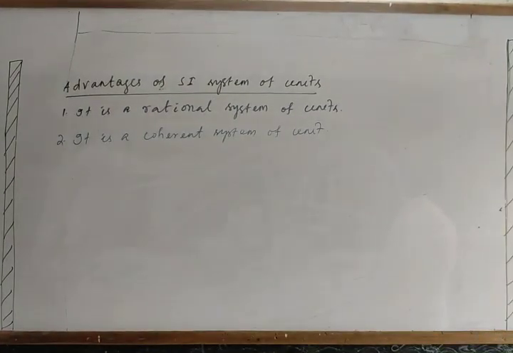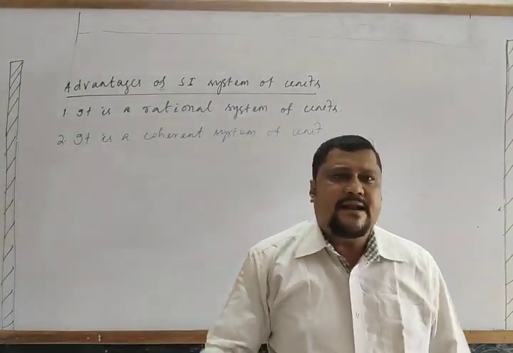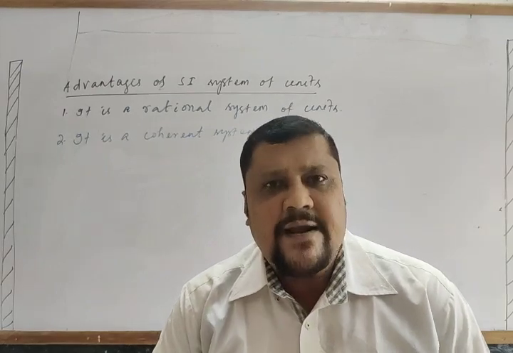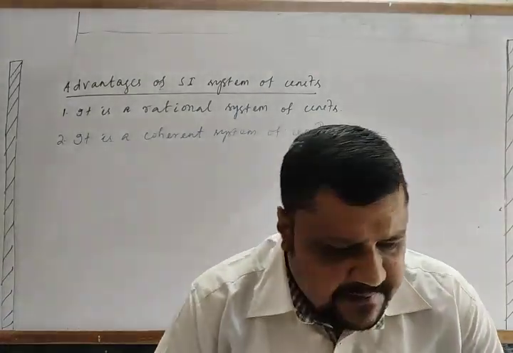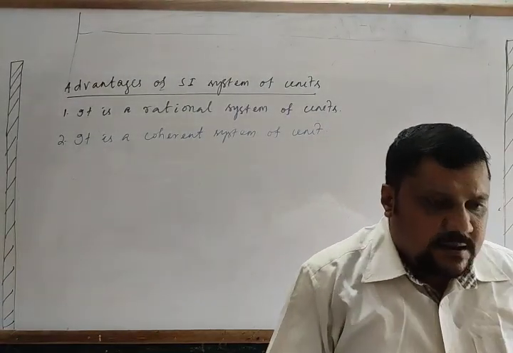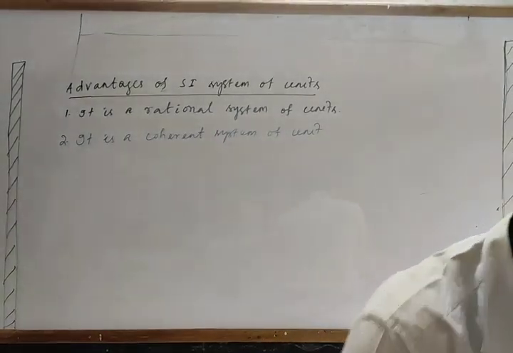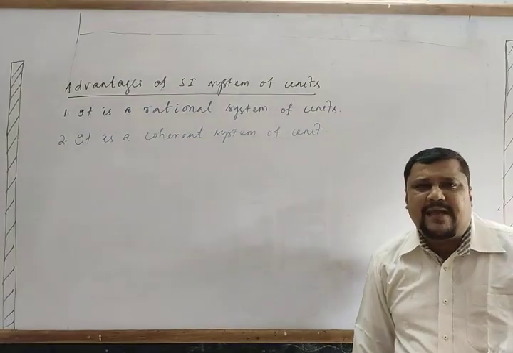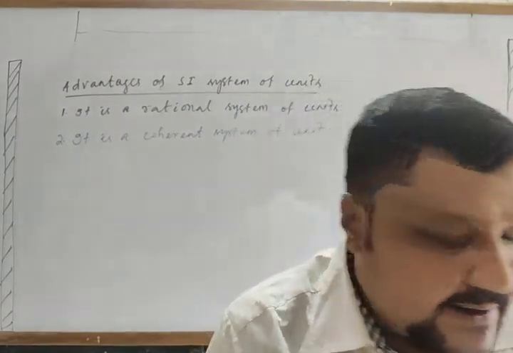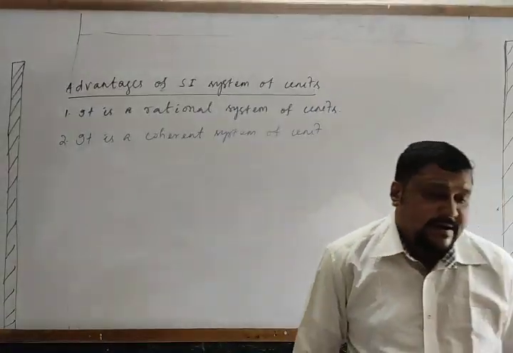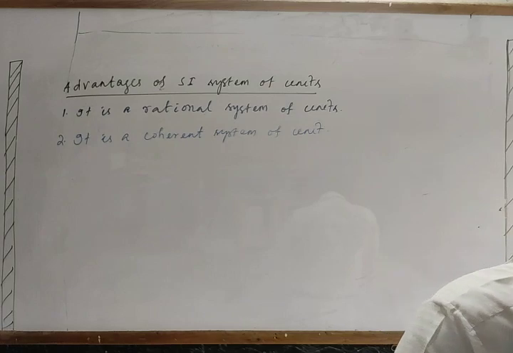What does it mean? All the derived units, the units of derived physical quantities, because the derived physical quantities are derived from the fundamental physical quantities, can be obtained by dividing and multiplying the basic and supplementary units. And no numerical factor is introduced.